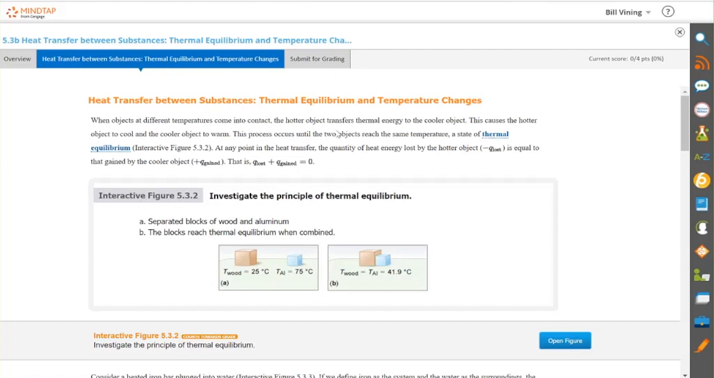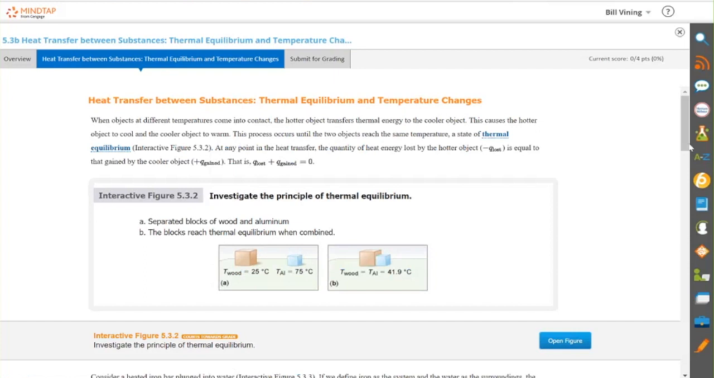And then there's a figure that shows, okay, if you take a block of wood and a block of aluminum and put them together and they start at different temperatures, they end up at the same temperature later on. That's the kind of thing that would be in a textbook with a significant caption under it. Instead of just having a caption, we have an interactive exploration of that.